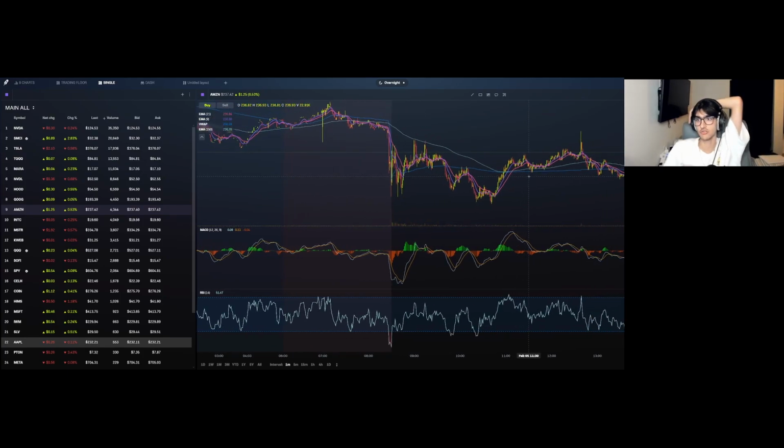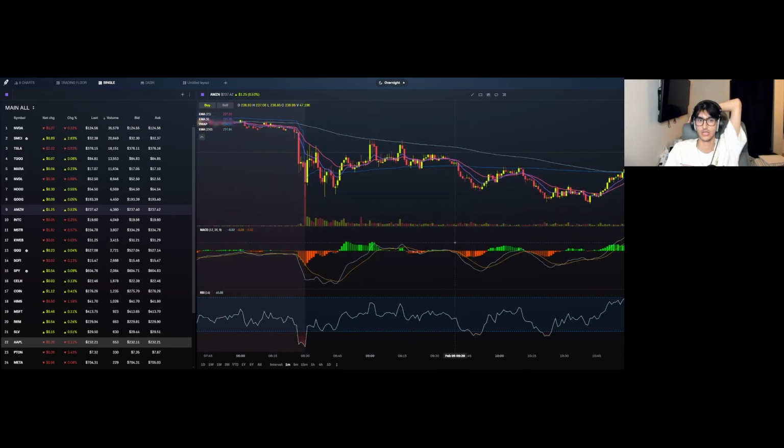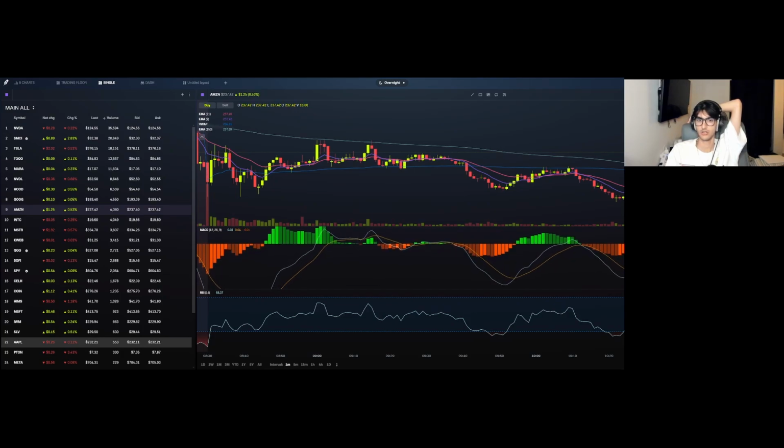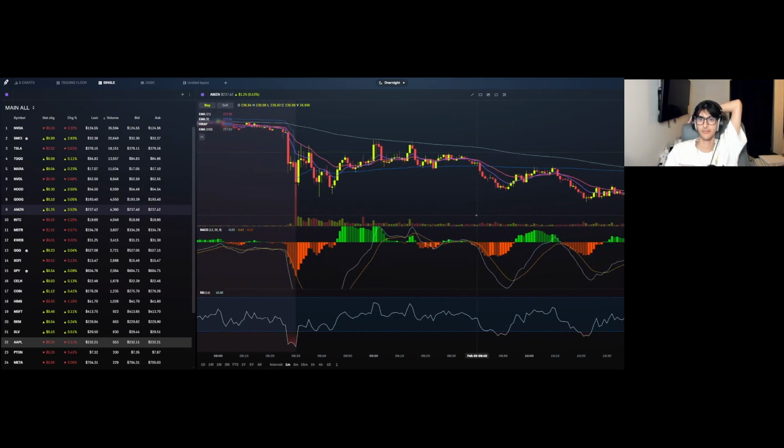Yeah, it was basically flat today, but if you were to take a trade, that would be the trade to take. And if you're looking at it, MACD starting to get red, you know, strength is falling off. It's pretty simple.